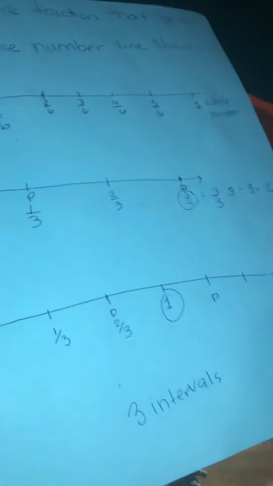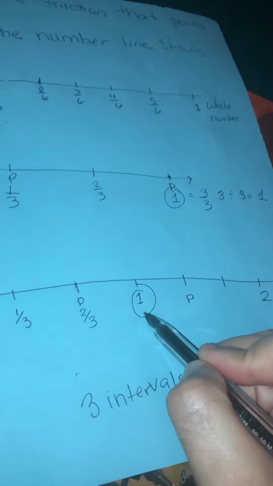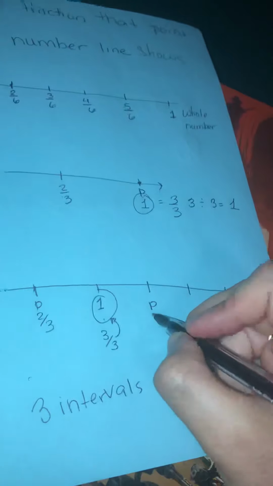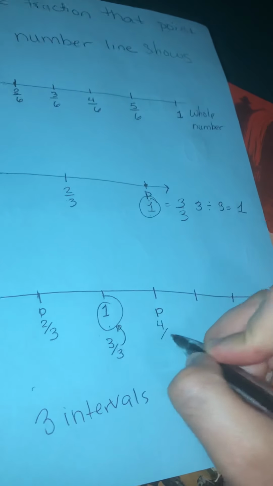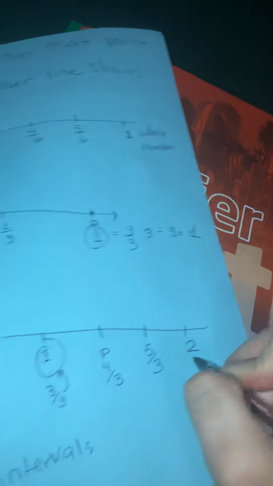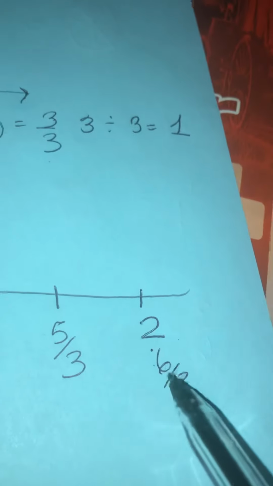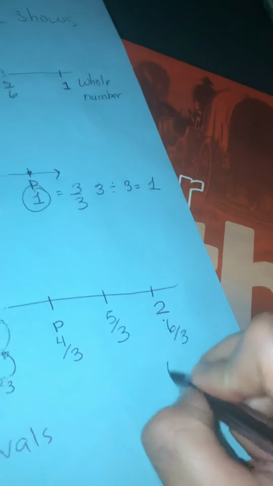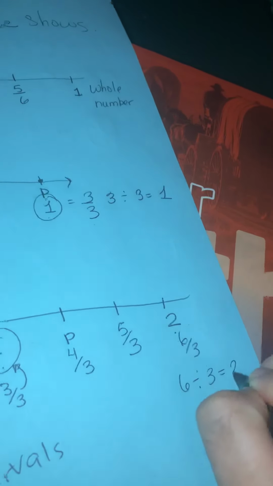So this one would be 1/3, 2/3. Obviously, this one would be 3/3, or 1. This one would be 4/3, 5/3, and this one would be 6/3. And when you simplify, this fraction is simplified to a whole number. For example, 6 divided by 3 equals 2.